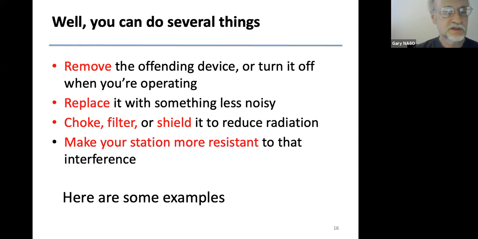Another thing to do is apply chokes. We're going to talk a lot about that. Common mode chokes. There's various kinds of filters and things that prevent the noise from being radiated. And a certain amount of shielding can also help. And finally, you can make your station more resistant to interference, for instance, by using a noise blanker. So we're going to talk about all these things.